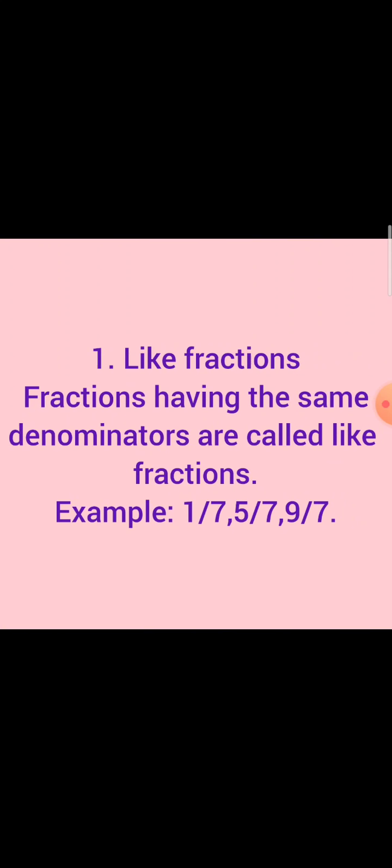Now what are like fractions? Fractions having the same denominators are called like fraction. ऐसे फ्रैक्शन जिनका डिनोमिनेटर सेम होता है मीन्स 1/7, 5/7, 9/7. Now all the fractions having the denominator 7. सबका denominator क्या है? 7. That is same. So that's why these kind of fractions are called like fractions.